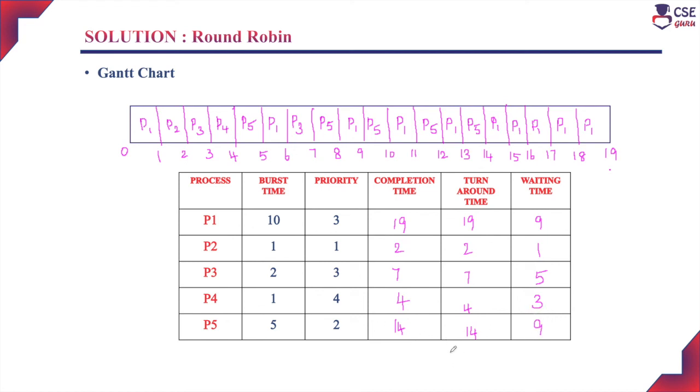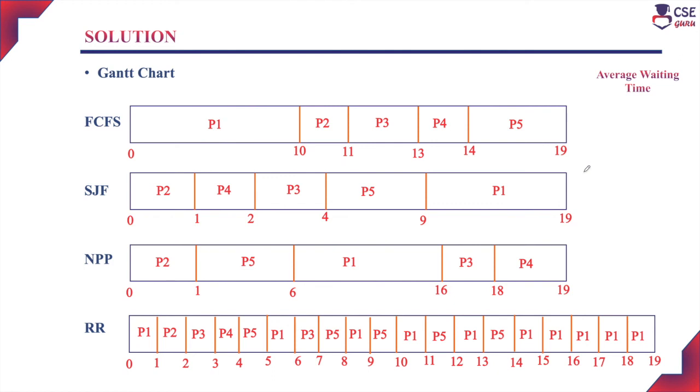Next, average turnaround time. The sum of the turnaround time is 46, divided by the number of processes, 5. So it is 9.2 milliseconds. And average waiting time is the sum of the waiting time, 27, divided by the number of processes, 5. So it is 5.4 milliseconds.